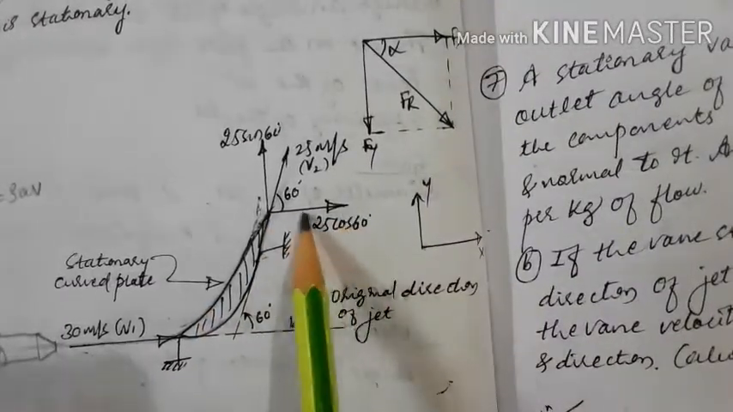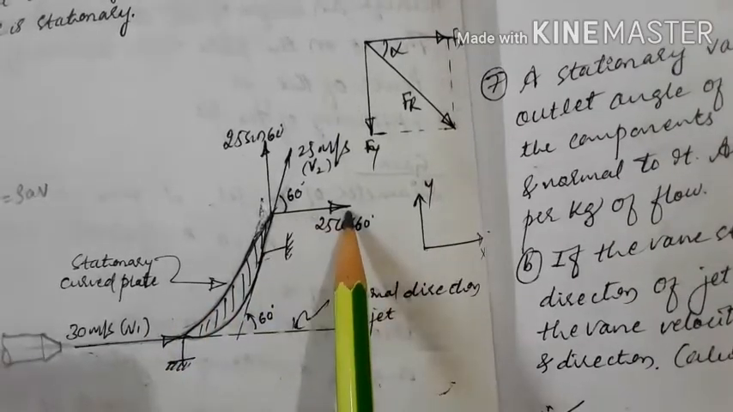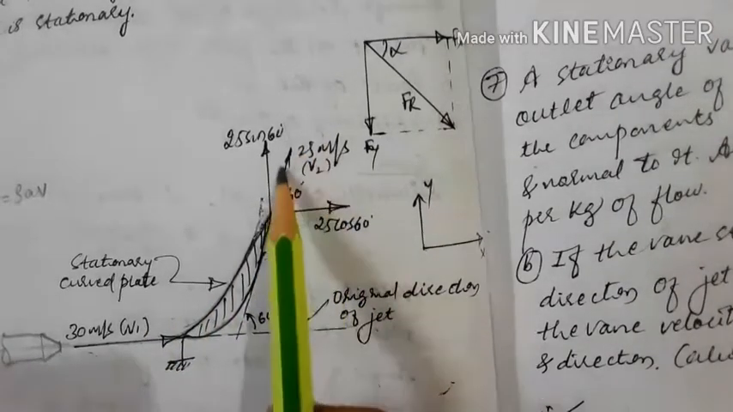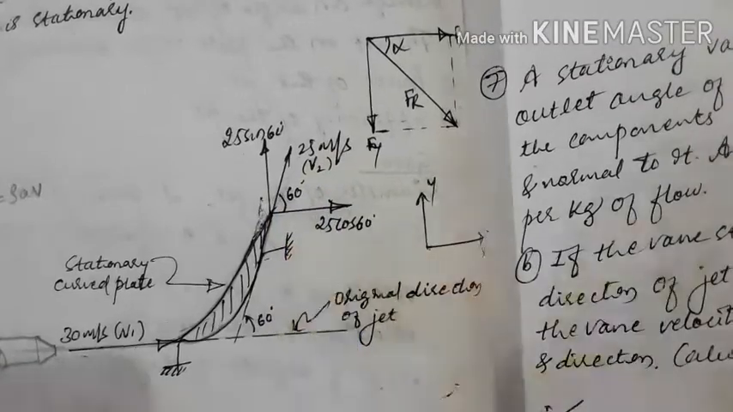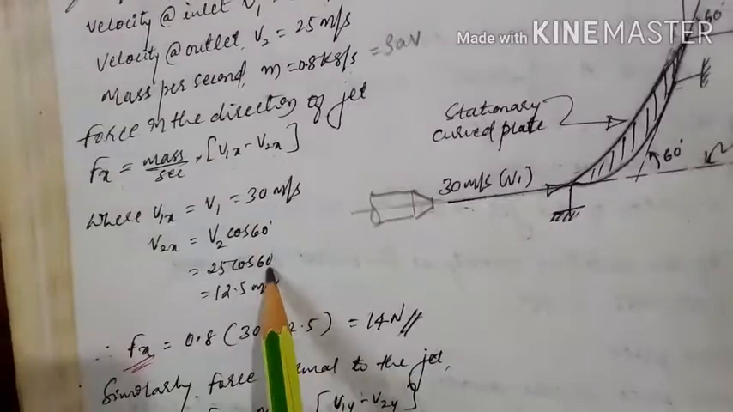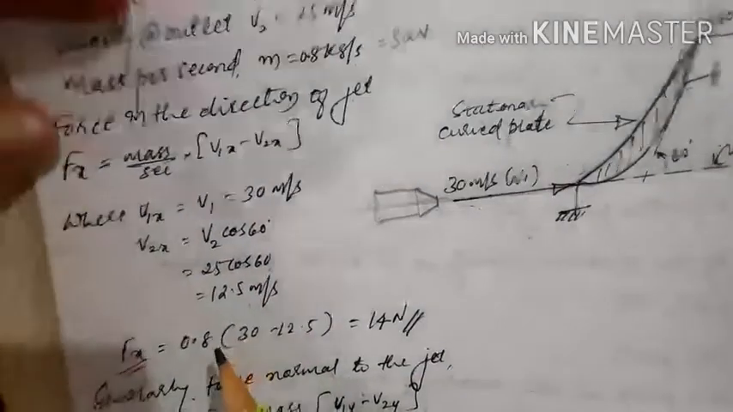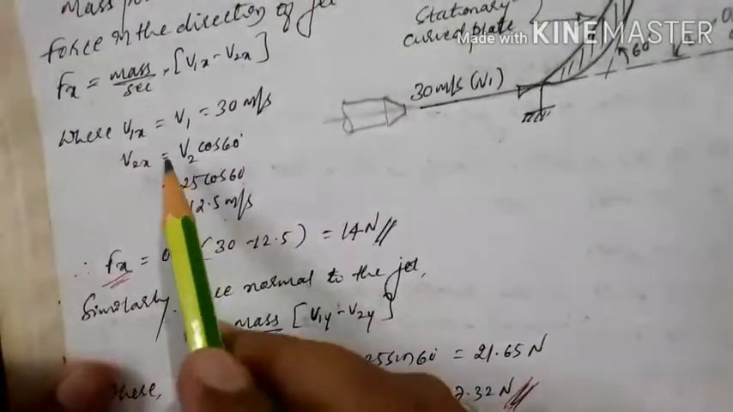So this is the direction of the jet. v1 is the initial velocity and v2 is the final velocity, but the component of v2 to be taken is 25 cos 60. That will be v2, 25 cos 60, so we get 12.5 meter per second. Then we substitute in the above equation directly.